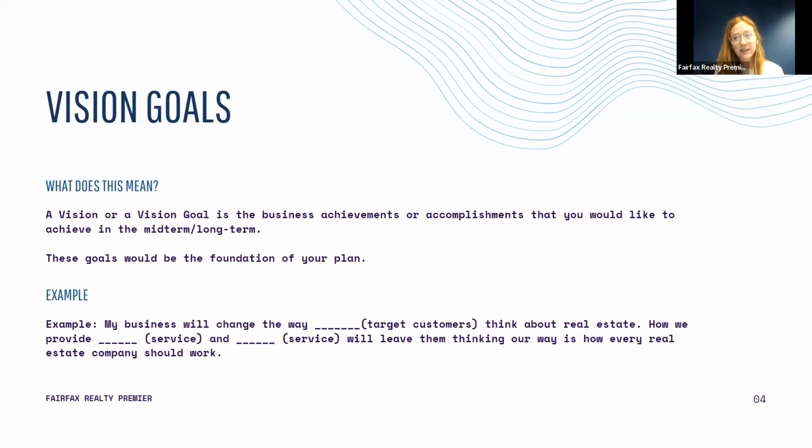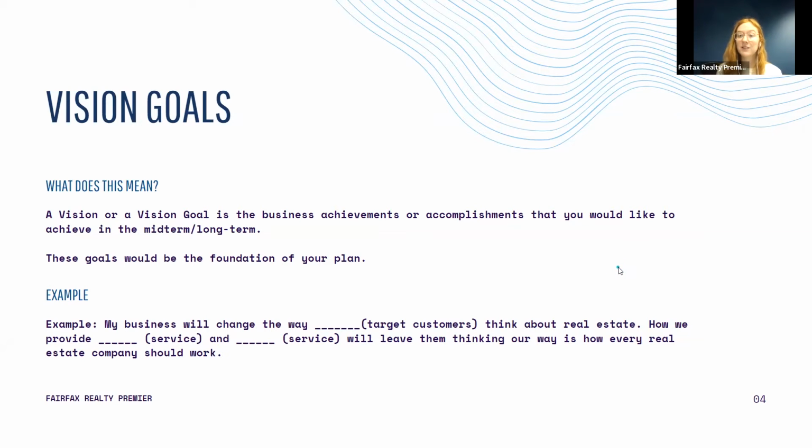My first point here, and the most important, is your vision goals or your vision. This is something that you should have already created for yourself when starting to work as a realtor or starting your own business. A vision goal is the business achievements or accomplishments that you would like to achieve in the midterm or long term of working. So this is something that you are striving towards over the next few years, or even shorter sometimes if you're more ambitious.